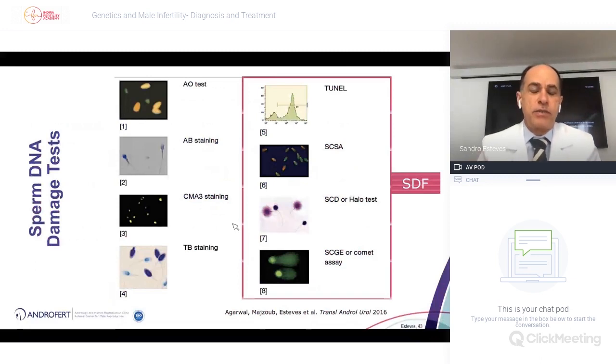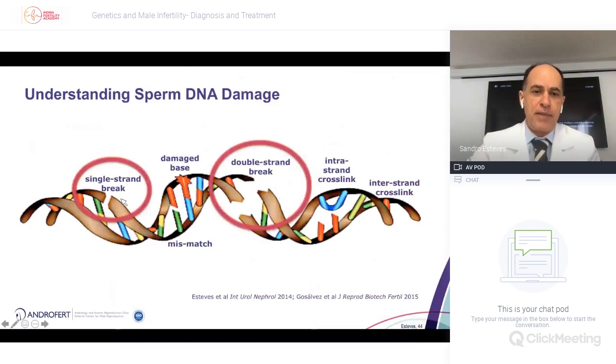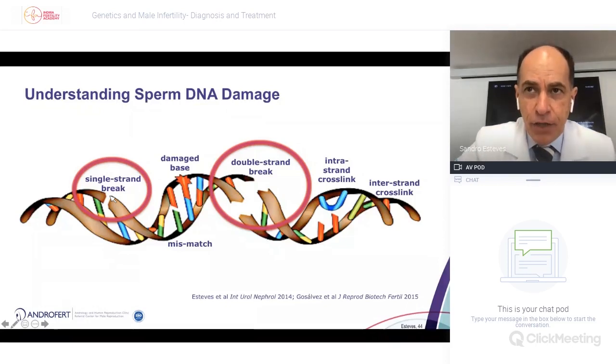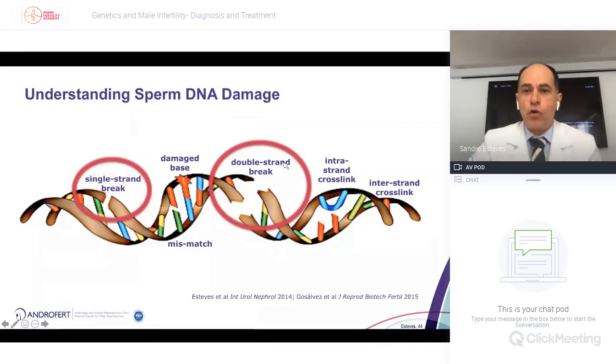So it is important to understand that when we say DNA fragmentation, we might be looking at single strand breaks, I mean affecting only one strand of the DNA, or double strand breaks. Single strand breaks have more possibility of being repaired by the oocyte machinery. By contrast, double strand breaks are difficult for the oocyte to repair, and these are more important. So when we test for DNA fragmentation, we don't know if the patient has single or double.